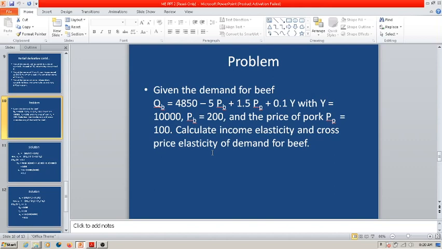So this is a case where we need to make use of partial derivative. Why? This is a multi-variable function. A single dependent variable is influenced by three variables at the same time.